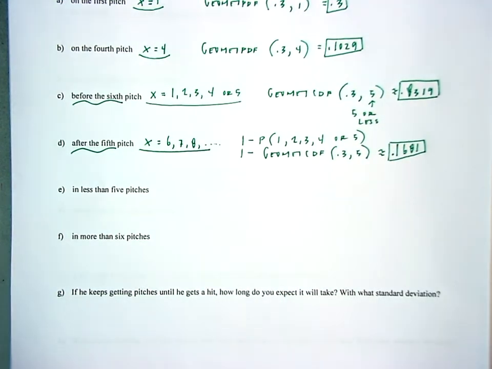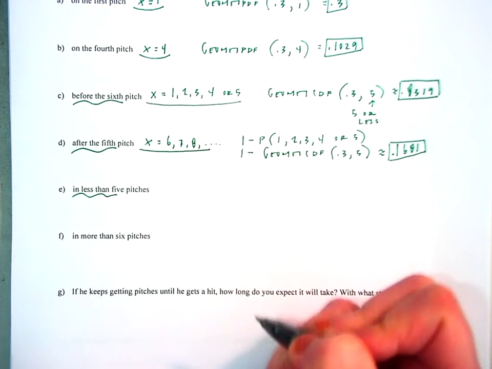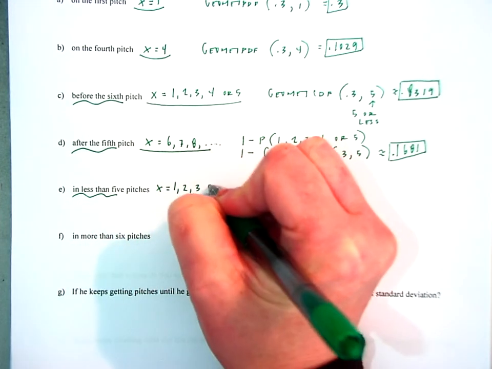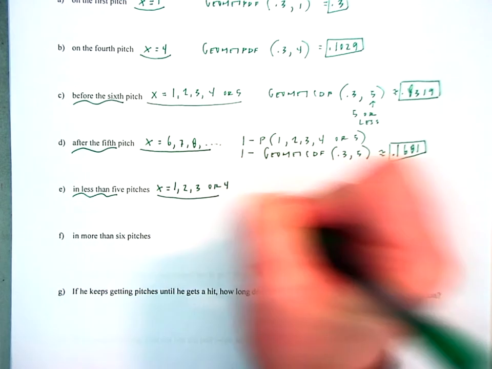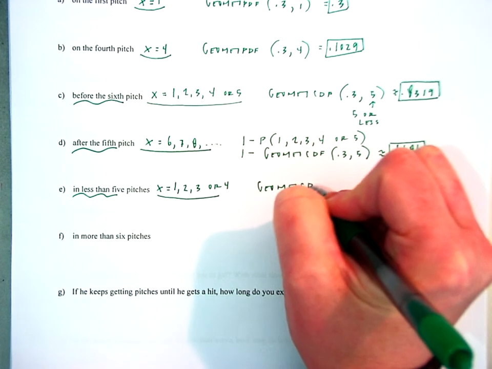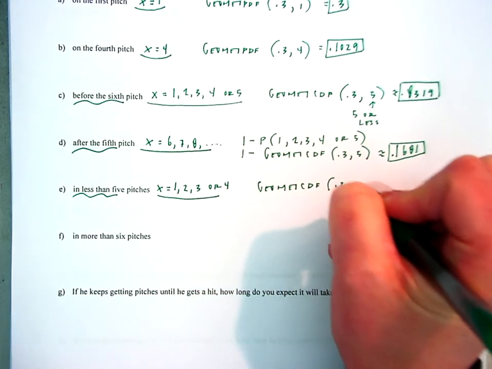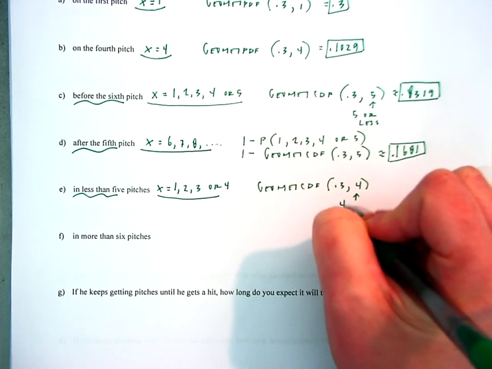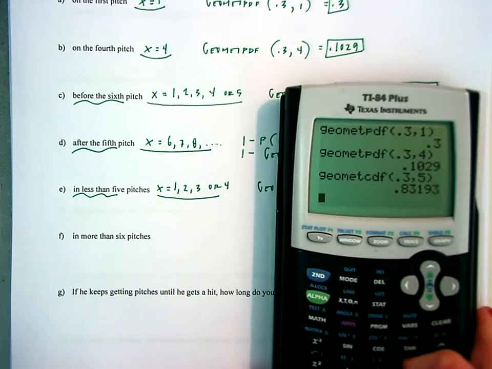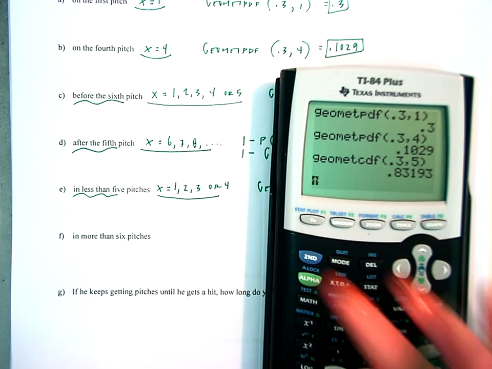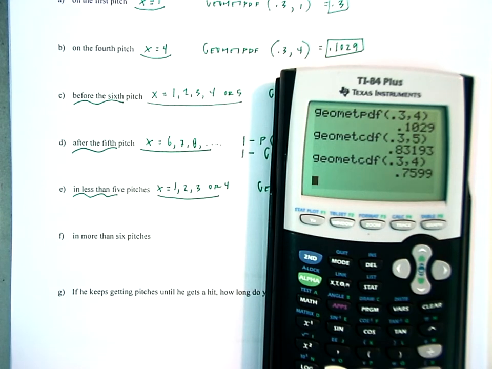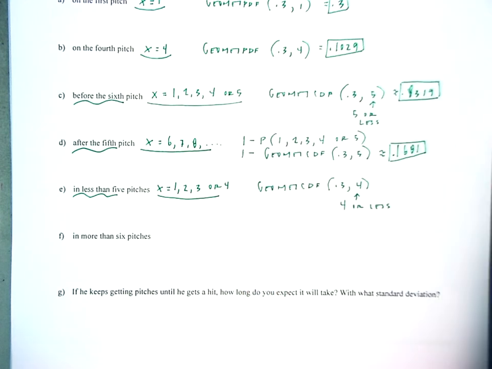Okay, next up, in less than 5 pitches, so less than 5, right? That could be successful 1st try, 2nd try, 3rd try, or 4th try. So I can go straight to GeoMet CDF 0.3, and then 4 or less. So here, since that was the last thing in my calculator, I can again just build off of that and change this to a 4 instead. So I get 0.7599.